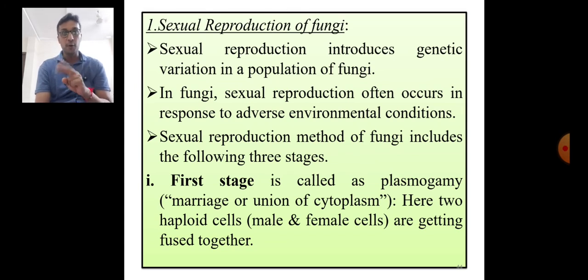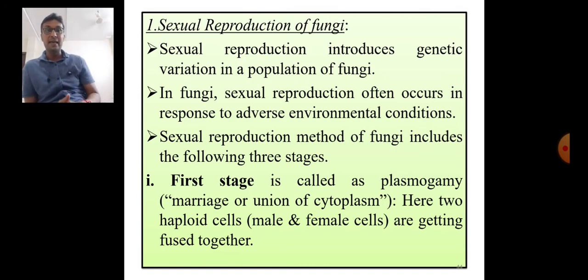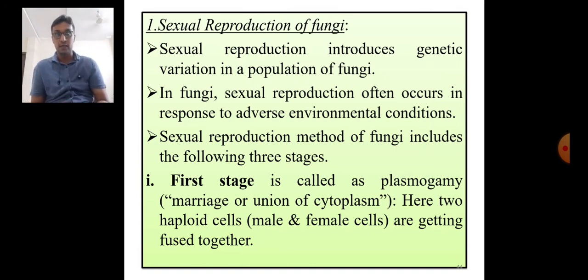ओके, सेकंड पॉइंट. In fungus, sexual reproduction often occurs in response to adverse environmental conditions. सेक्शुअल रिप्रोडक्शन कुठल्या मेकॅनिझमने होतंय किंवा कोणाच्या बेसिसवर होतंय? सिम्पली, व्हॉट इज द रिझन बिहाइंड दिस सेक्शुअल रिप्रोडक्शन ऑफ द फंगस? Second point, what it was indicating, the reason behind the sexual reproduction. In fungus, sexual reproduction occurs because of the response to the adverse environmental condition.